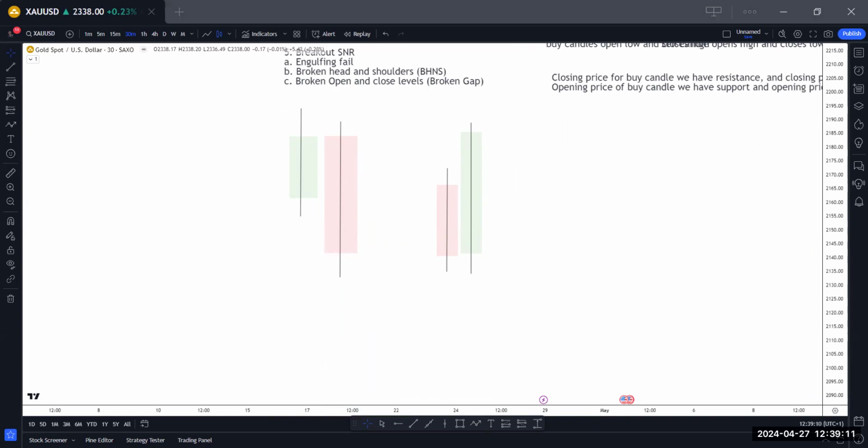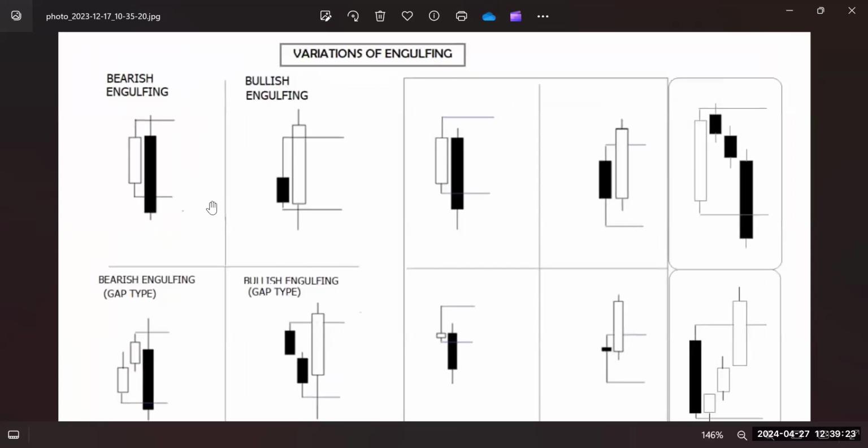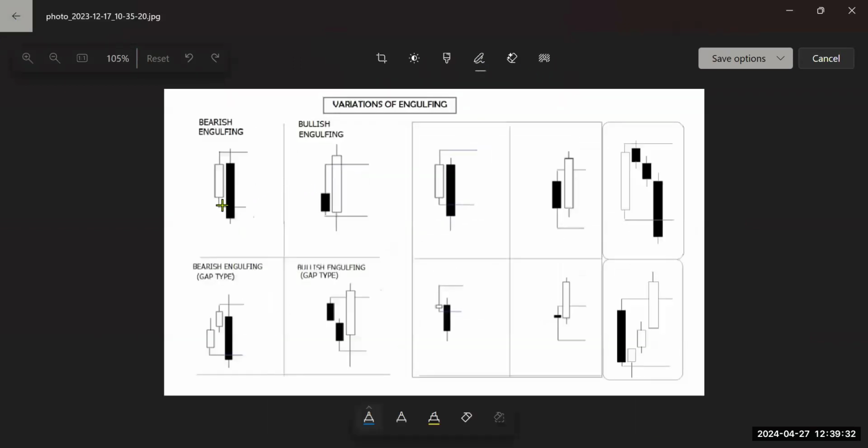Let me share something for you guys real quick. So this is a bearish engulfing. For a valid bearish engulfing, I must point that out. Okay. For a valid bearish engulfing, the bearish candle must engulf the wick of the buy candle. This bearish candle must engulf the wick of this buy candle for it to be a valid bearish engulfing.